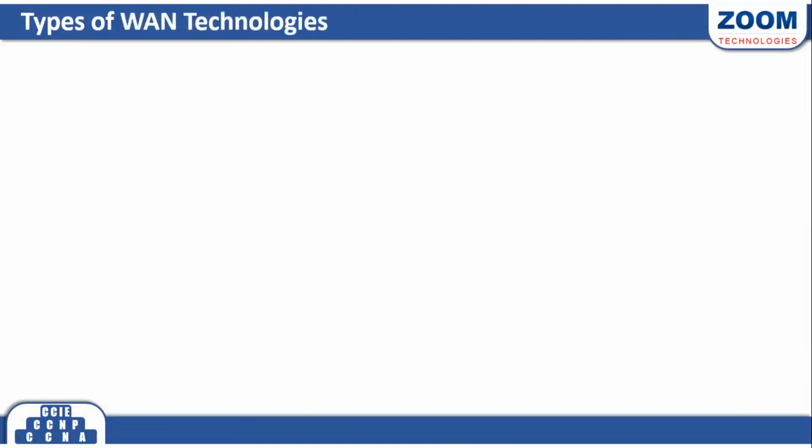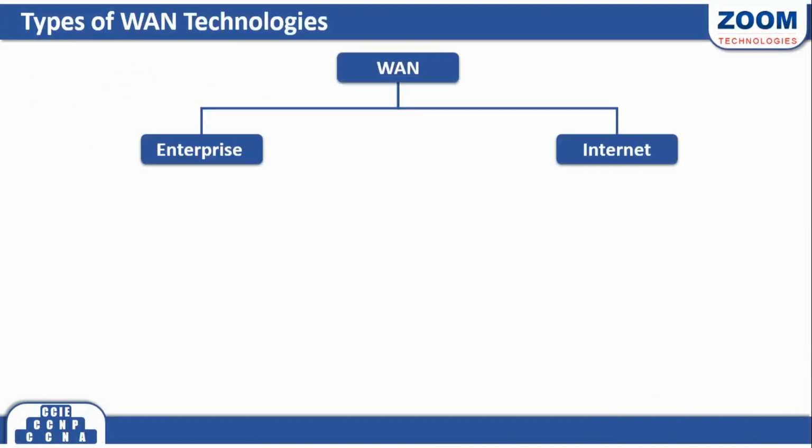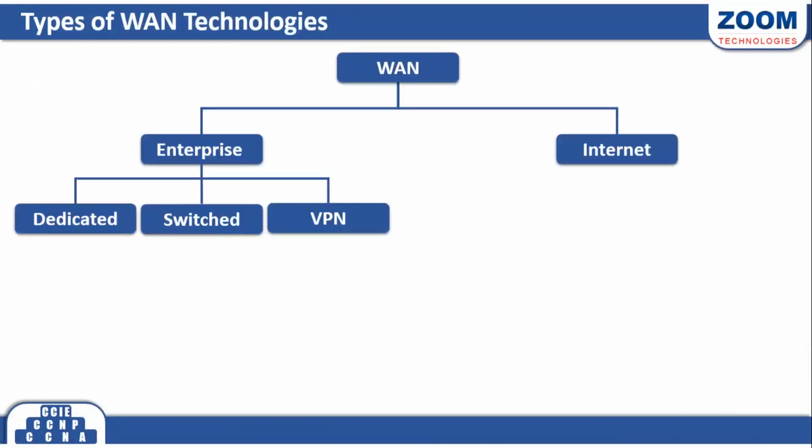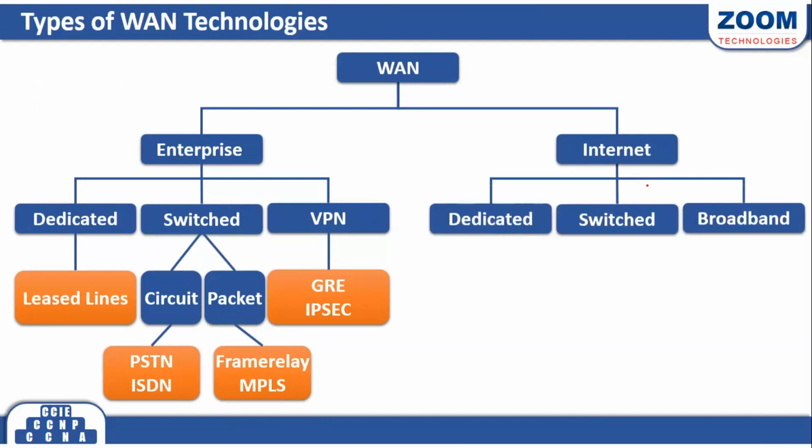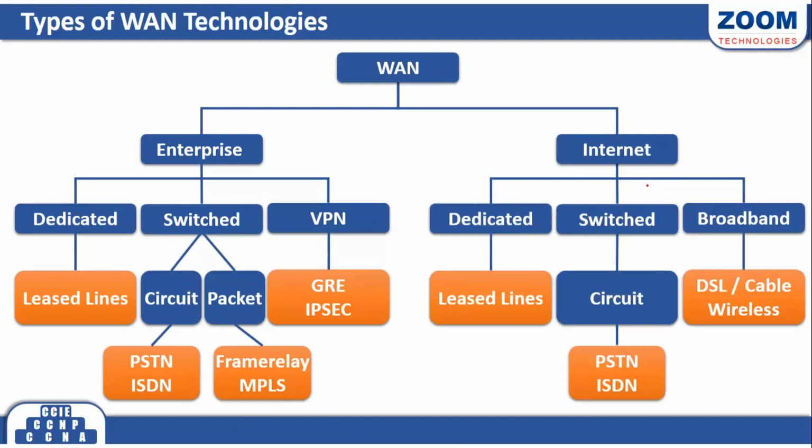Each one has different types of technologies. Enterprise: dedicated, switched, VPN, leased line, circuit switch, ISDN, PSDN lines, frame relay, MPLS. And internet: dedicated, switched, network, broadband, leased line, PSDN, ISDN, DSL, cable. These are all different types of technologies we have in enterprise and internet. PSDN, ISDN, frame relay are all outdated technologies, so we are not making use of them anymore.